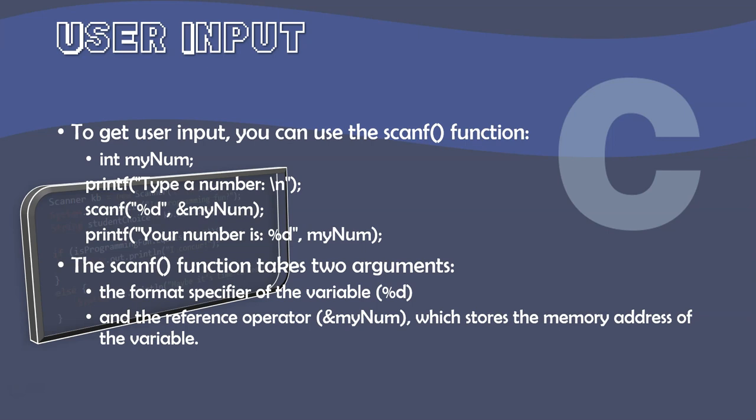Now that scanf function is taking in two arguments. If you look at it, the first is of course our format specifier, which is telling us that we're going to expect an integer. And the second is the reference operator. You'll see there's an ampersand my_num, which is going to get the memory address of that variable, which is going to actually contain the value that we need to use.